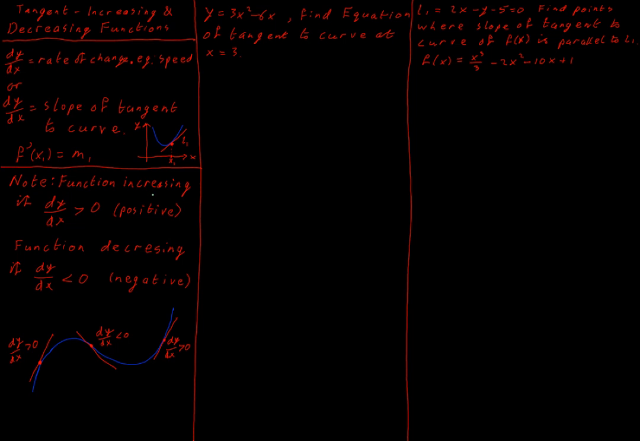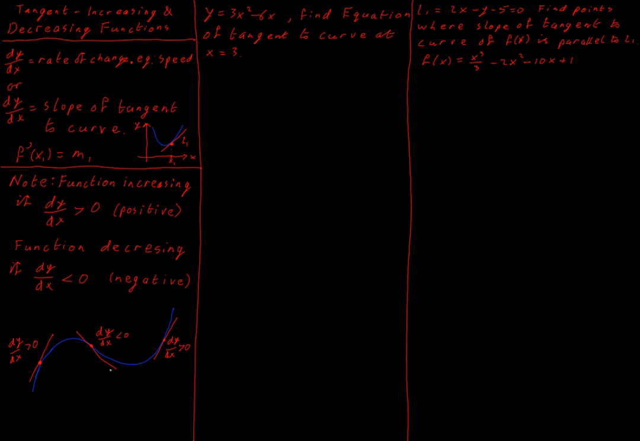A function is increasing, that is, it's going upward, if dy/dx is positive. If the slope of the tangent to the curve is positive, that means the function, the blue line down here, is going upward. We know that when dy/dx is 0, we're going to be at the top of a hill or the bottom of a valley. We've talked about that before.